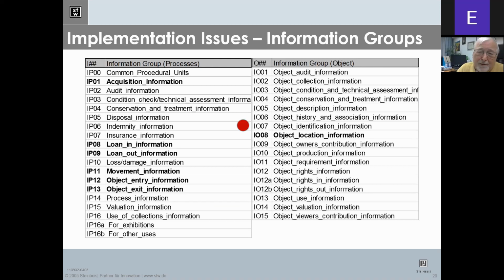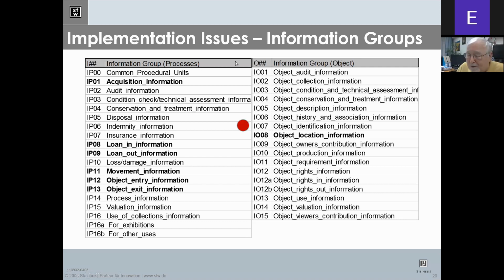That's what we did in this project at this time. We looked into the interrelation between information groups and between processes. For example, we have here the object identification information, which we have seen already.